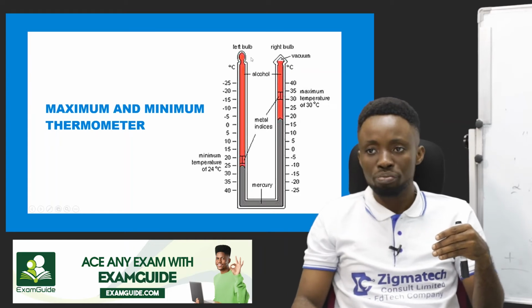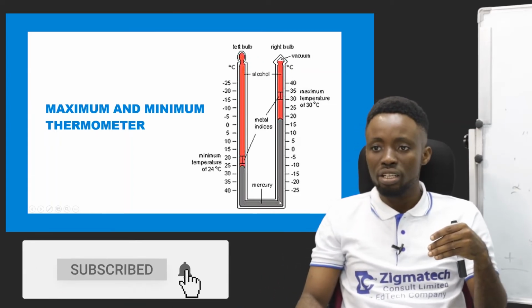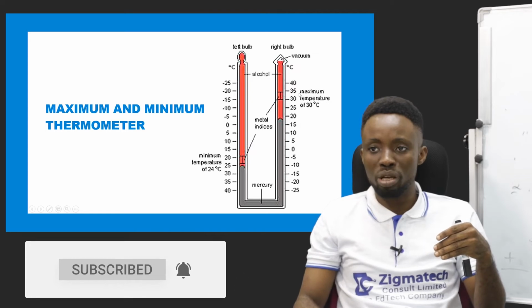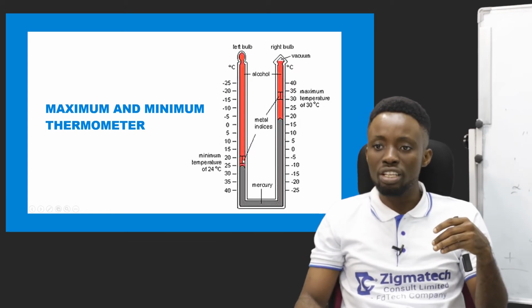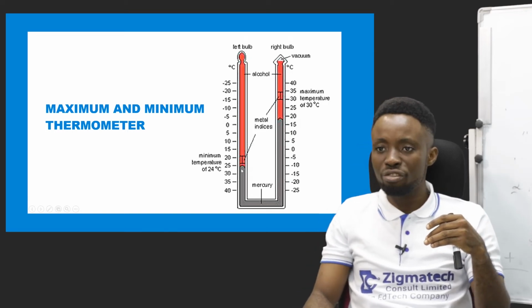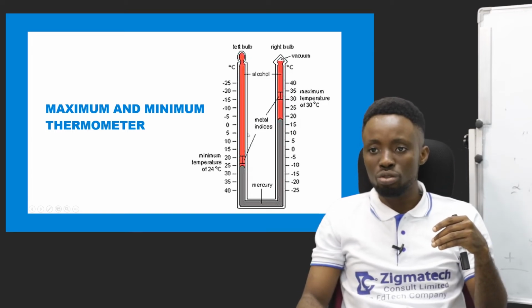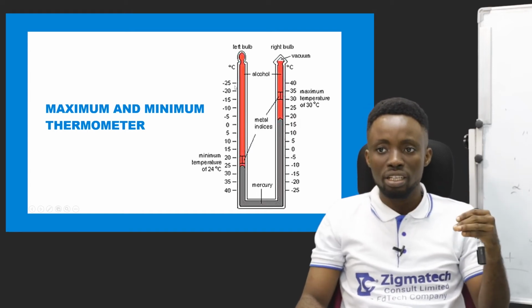So it's made up of the right hand side and the left hand side. So this side will measure the maximum temperature ranging from 0 up to 40 and above, and this other side will measure the minimum temperature ranging from 0 to minus 25 and lower than that.